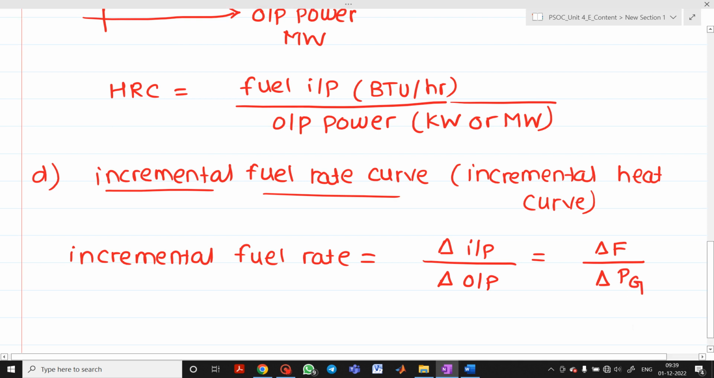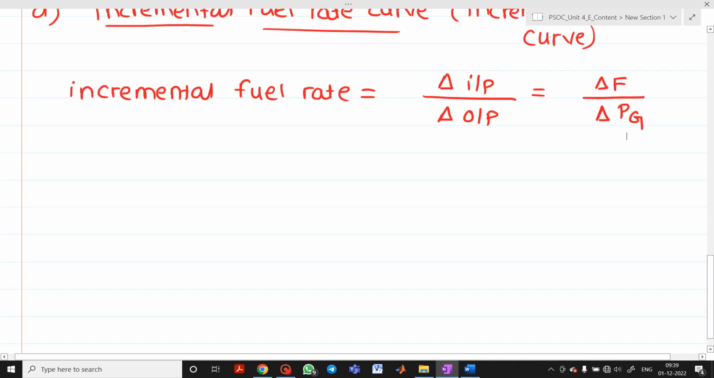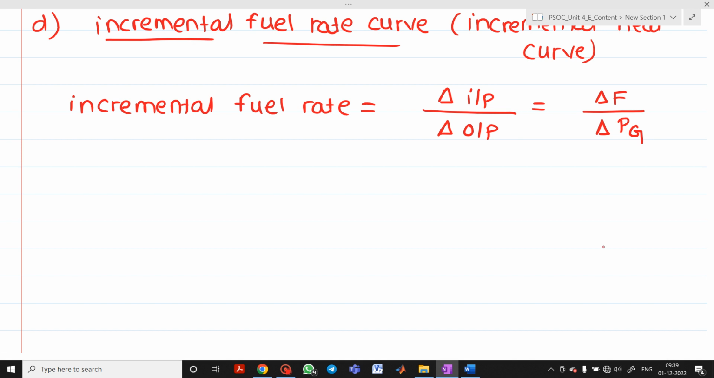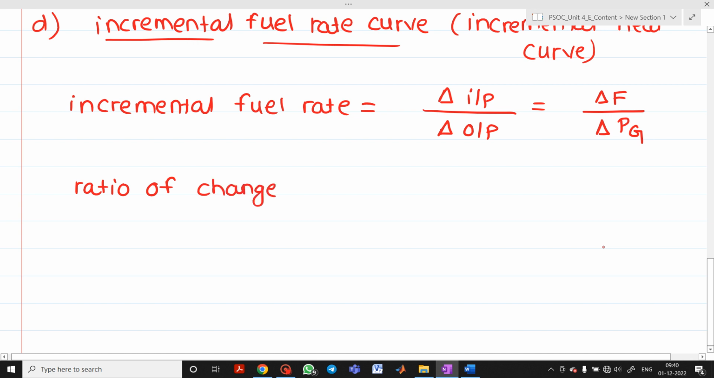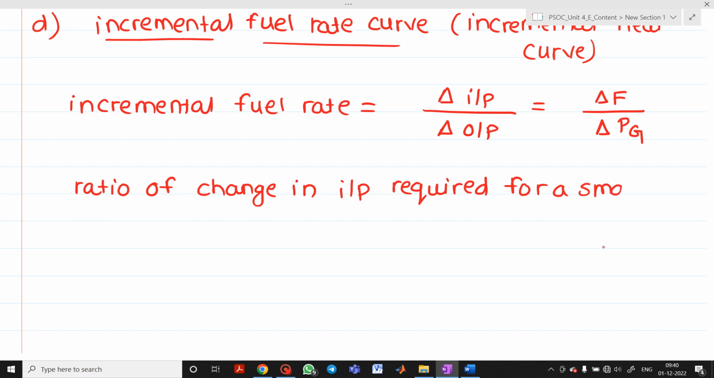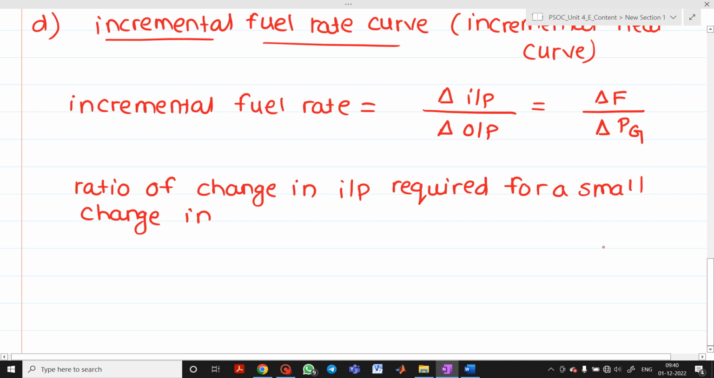So how can I write a definition? I will write the definition for you. It is defined as a ratio of change in input. Now why is this change in input required? It is required for a small change in the output from a given operating point.